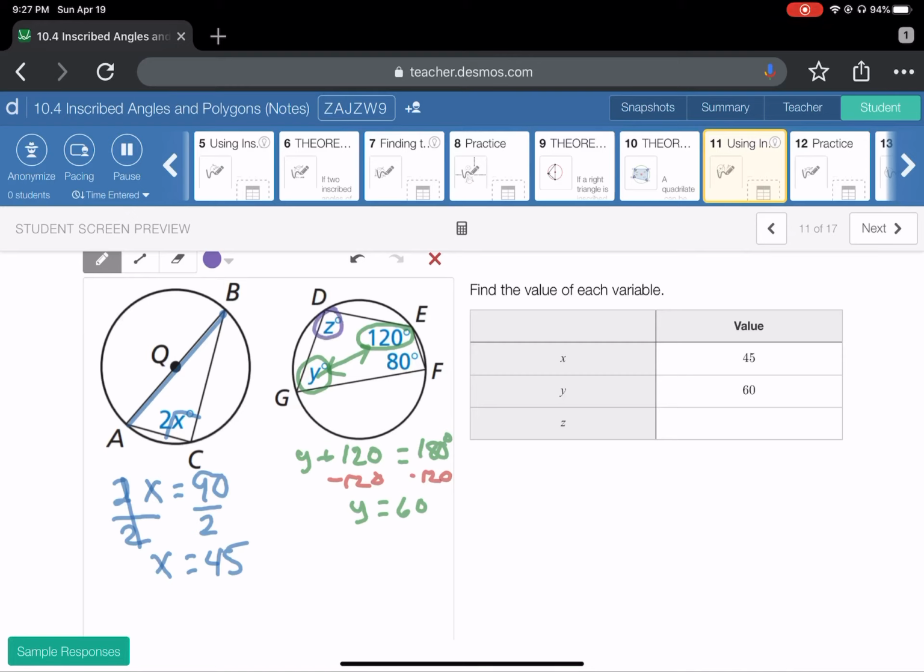And then we do z. Z is the same thing. We're going to do that with the opposite angle. I know that z plus 80 has to be supplementary, or equal to 180. I solve for it by subtracting 80 from both sides, and I get z is equal to 100.